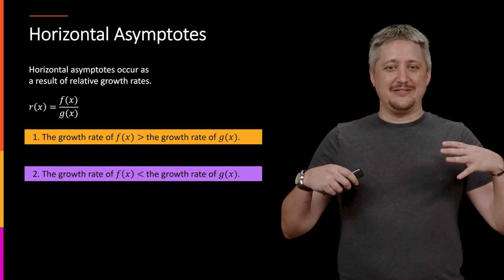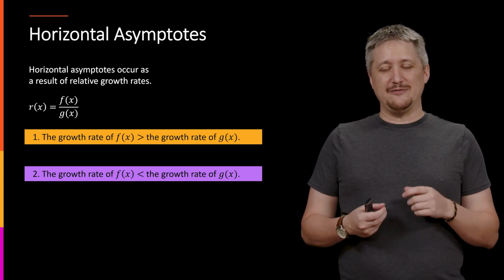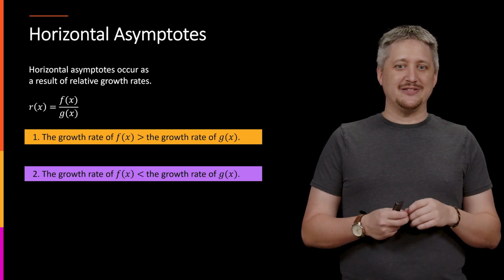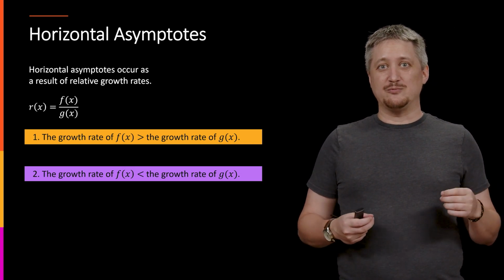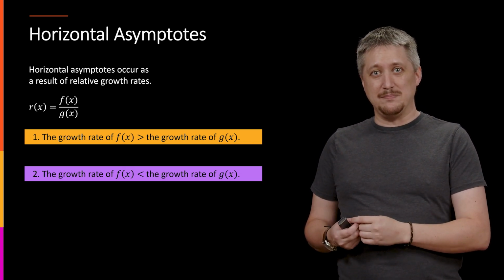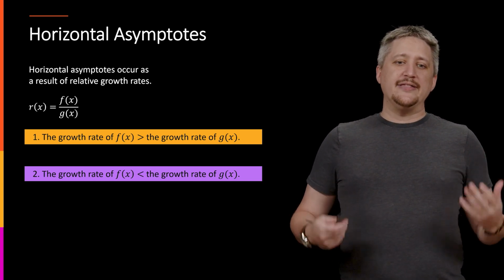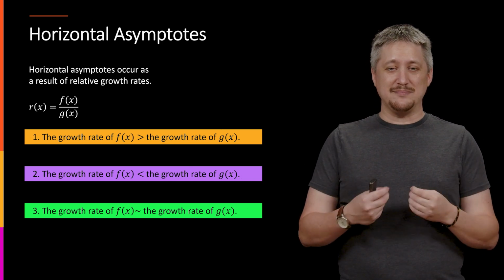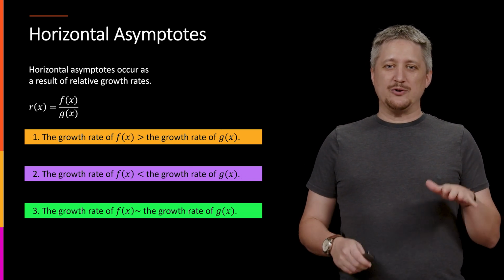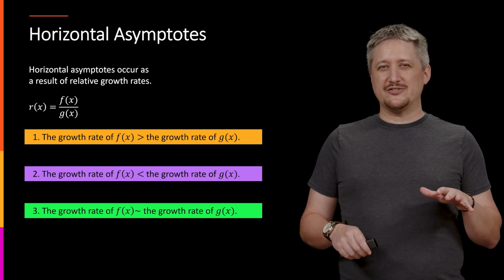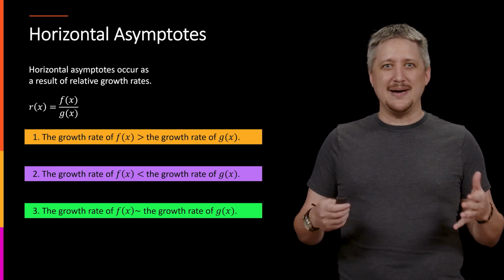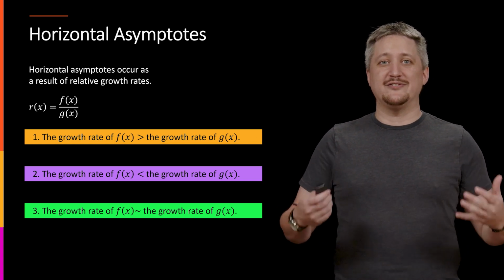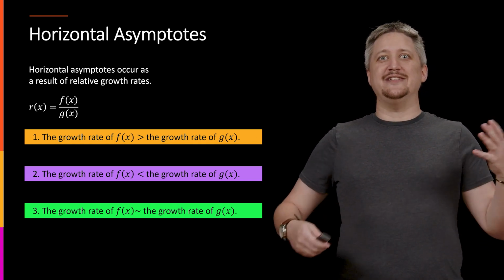So in the first case, the orange case, f of x is getting much bigger, much faster than g, whereas in the purple case, f of x is not getting big relative to g. So g is getting much bigger, much faster. And the third case is when the relative growth rates are roughly the same, meaning that one might be growing faster than the other, but it's growing faster by some steady amount. It might grow twice as fast, but it's not growing infinitely faster.